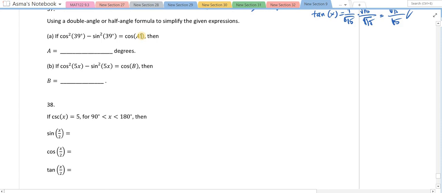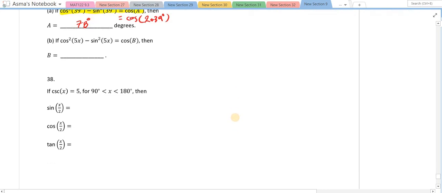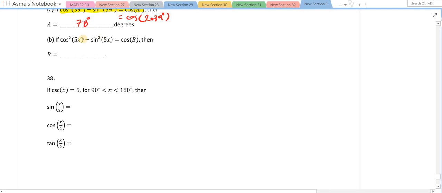Now I need to find the a in degrees. I noticed that cosine square minus sine square is basically the formula for cosine double angle. So this is basically equal to cosine 2 times 39 degrees, which makes a equal to 78, which is 2 times 39, 78 degrees. And then this is the same. I know this is a formula for double angle, so that means this is equivalent to saying cosine 2 times 5x, which makes b 2 times 5x, that is 10x.